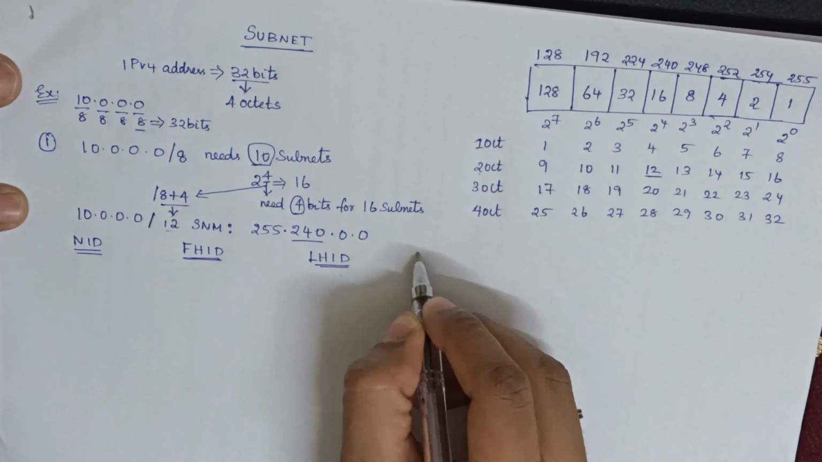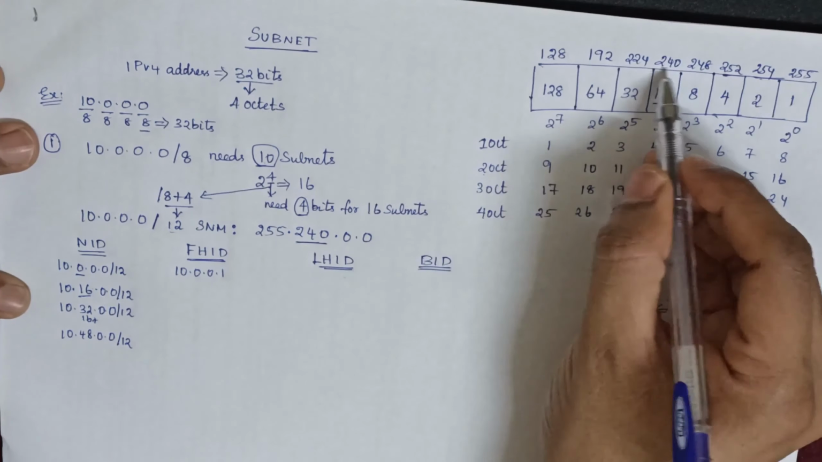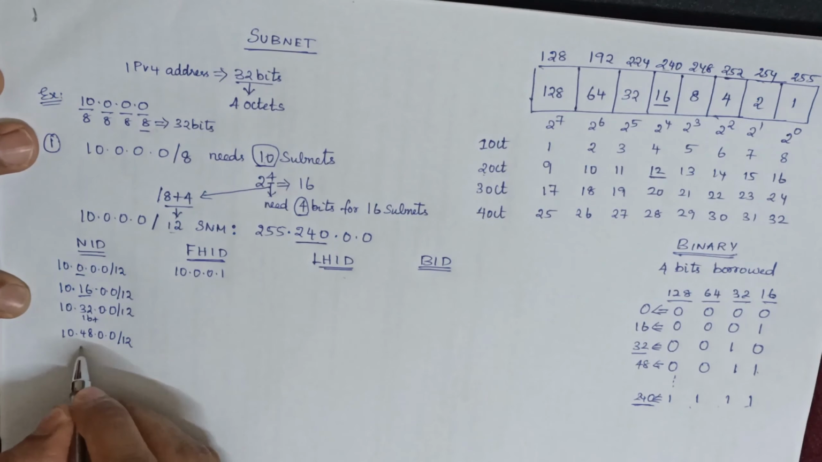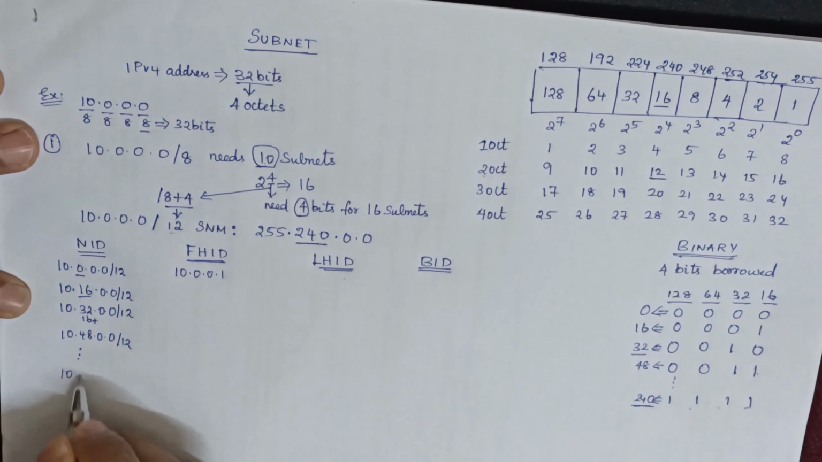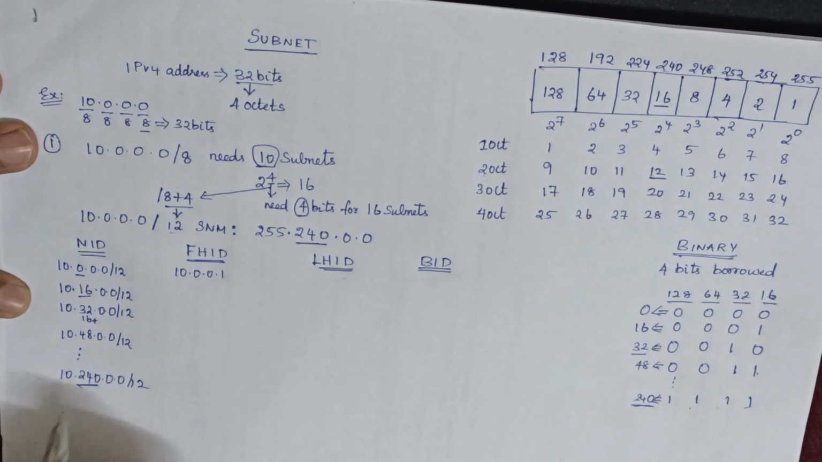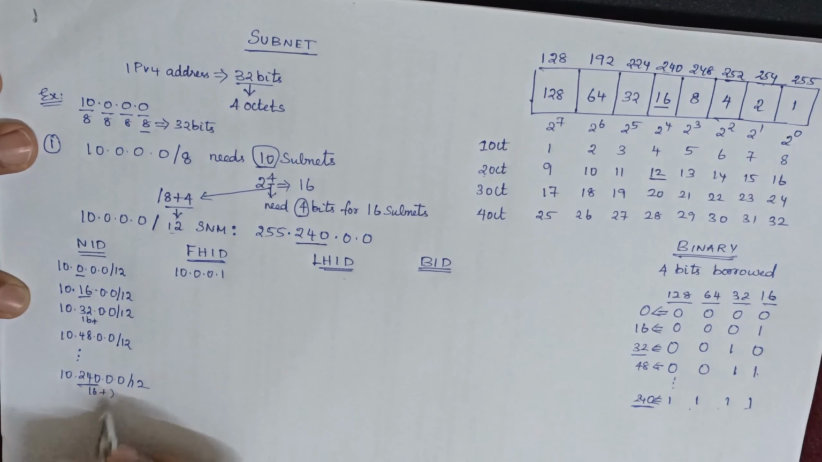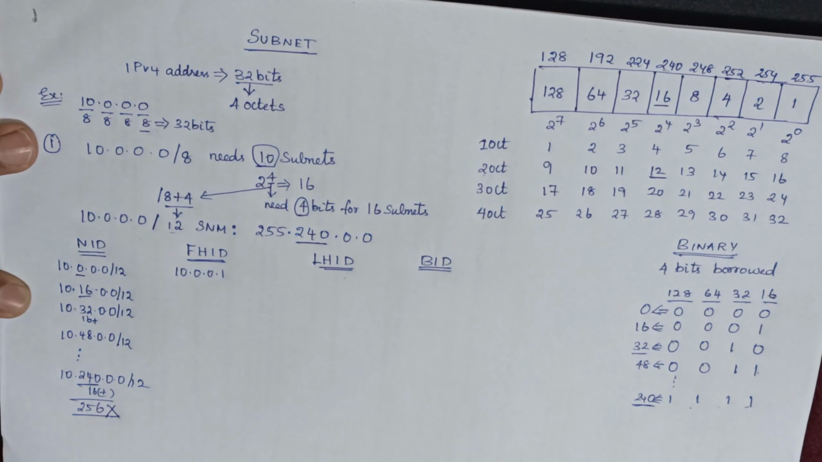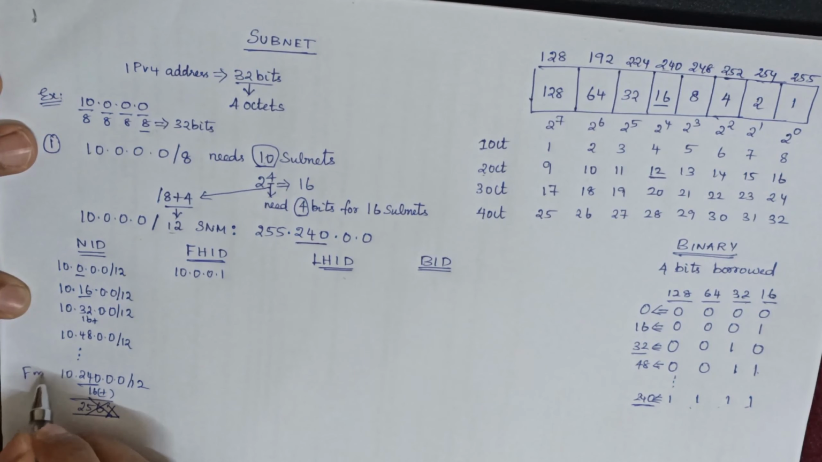So like that it will go. When all 4 bits are ones, 128, 64, 32 plus 16, we already know it, it is 240, which we have computed for the subnet mask. Clear? So it will go up to 10.240.0.0/12. Here you can confirm it. As I said before, if you add 16 here, you can try, but here you will get 256, which is not possible. So 255 is the maximum. So this address is going to be the final.